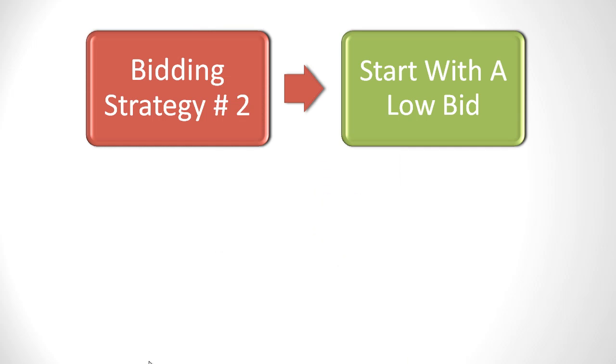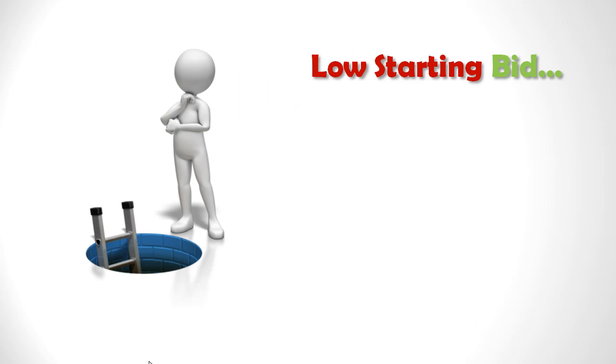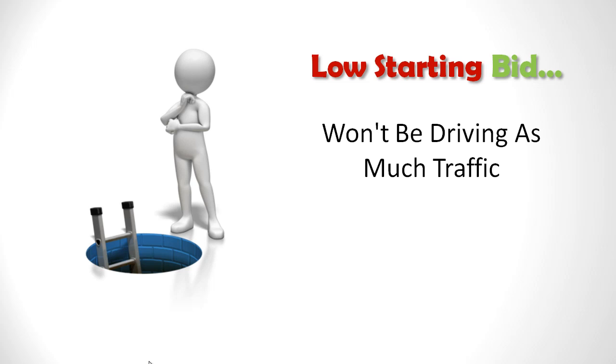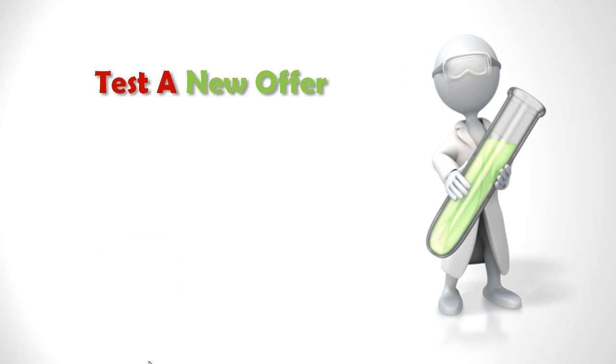The second bidding strategy you can use is to start with a low bid and slowly work your way up. This strategy is the exact opposite of the one mentioned above. With the low starting bid, you won't be driving as much traffic, but you also won't be spending as much per click. This is a great way to test a new offer.